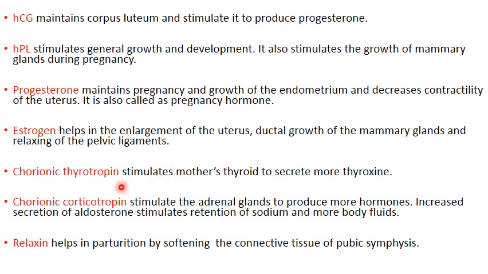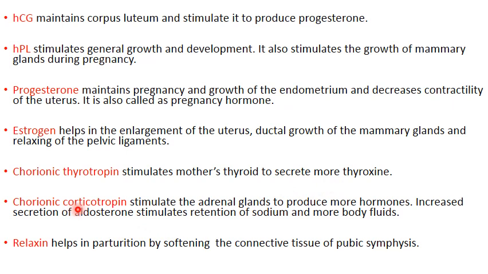Next you have chorionic thyrotropin. Thyrotropin, if you recall, is a hormone that is also secreted from the pituitary gland. But this one is from the chorionic villi, and it's going to stimulate the mother's thyroid to secrete more thyroxine. And what is the function of thyroxine? Main function, maintenance of basal metabolic rate. So the basal metabolic rate will increase, there will be metabolism of more food for production of more energy.